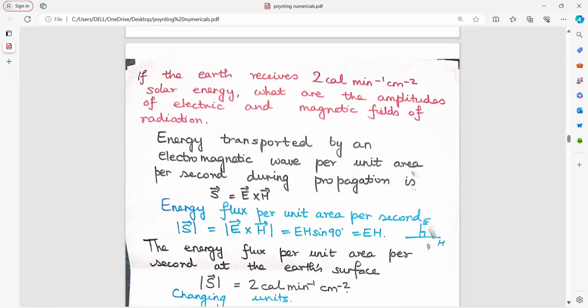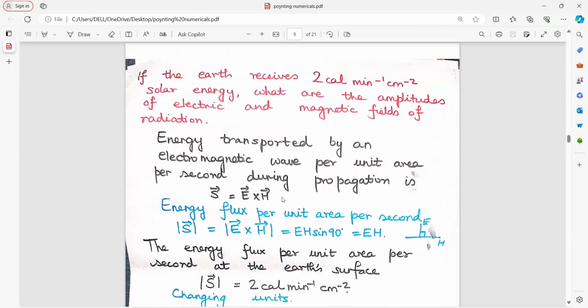Now, look at this numerical. If the Earth receives 2 calorie per minute per centimeter square of solar energy, what are the amplitudes of E and H? In this numerical, you will first have to convert these units into a uniform system, that means either CGS or MKS. That is the only trick in the numerical. The energy transported is S is equal to E cross H, and that is EH because E and H are perpendicular to each other.